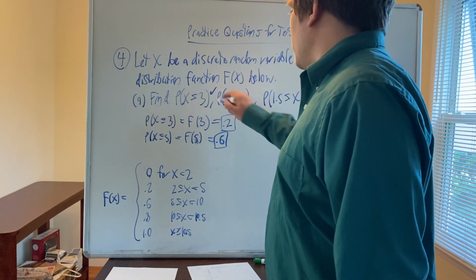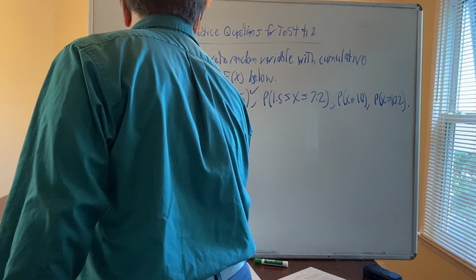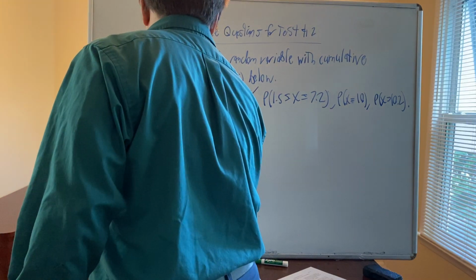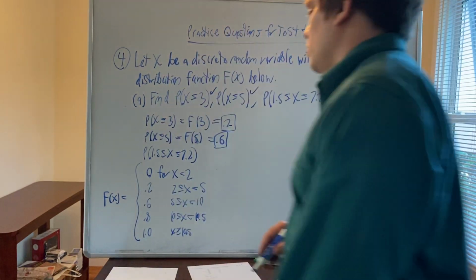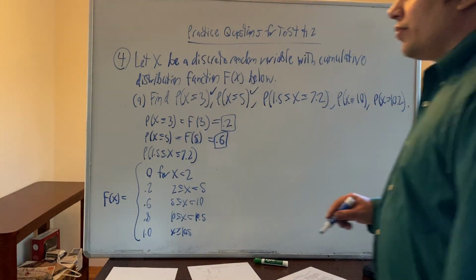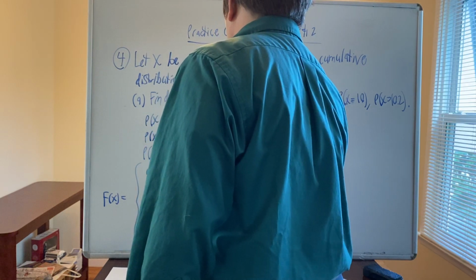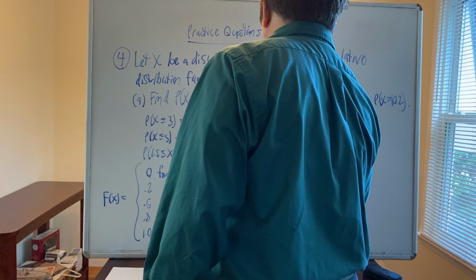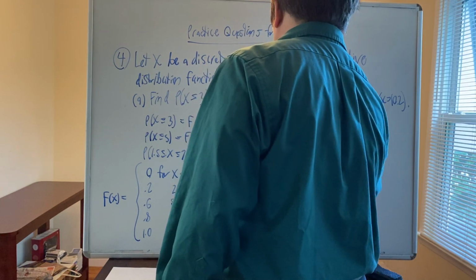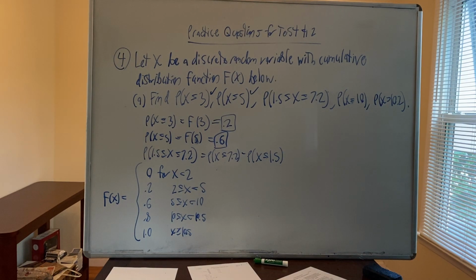Okay, so this one, we did this one. The probability that 1.5 is less than or equal to x less than or equal to 7.2 is equal to the probability that x is less than or equal to 7.2 minus the probability that x is less than or equal to 1.5. Right? The equals and not equals doesn't make a difference. And so we end up with this.